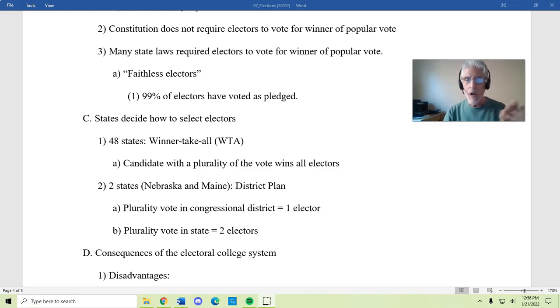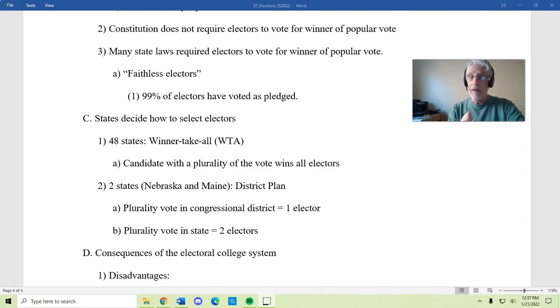The winner-take-all rule. And what that means is whichever presidential candidate gets a plurality of the votes, and a plurality means more votes than the other person, whichever candidate gets a plurality of the votes winds up getting all of that state's electors. So if a candidate is running in California and they win California by 1 vote, they get all of California's electoral votes.